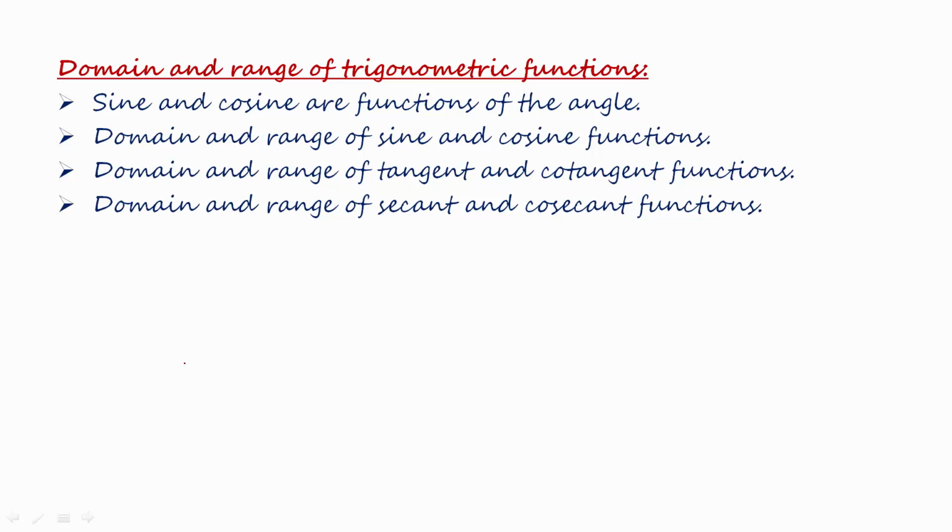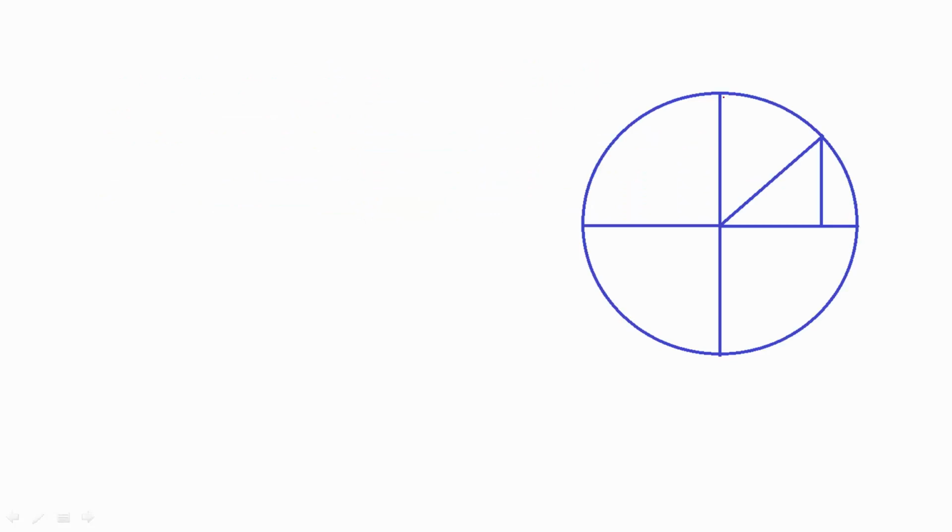For this purpose, let us consider a point P(x, y). Let P(x, y) be a point on the unit circle. Unit circle means that the radius of the circle is equal to 1.